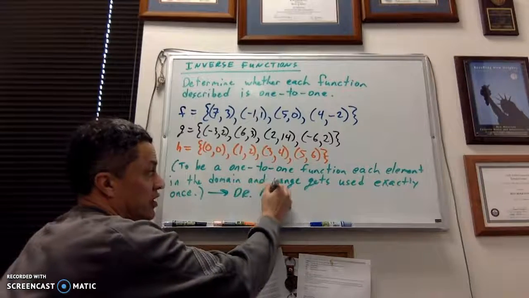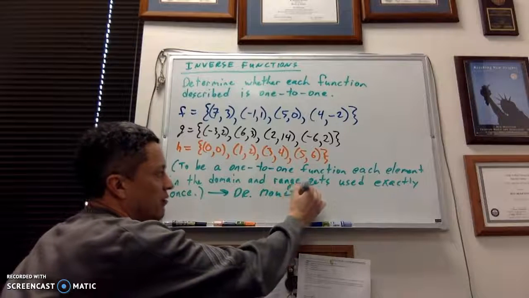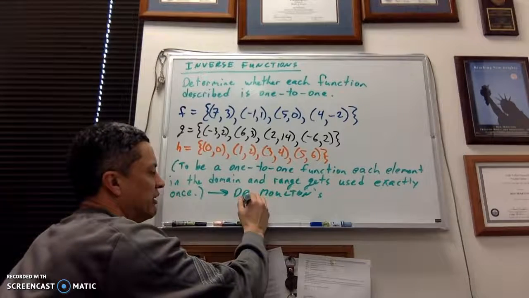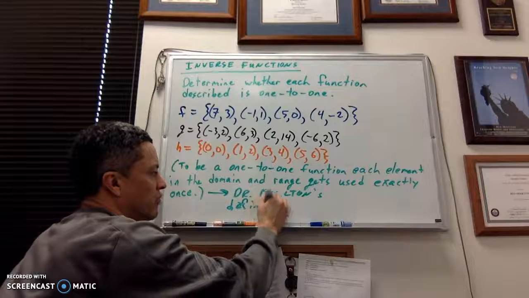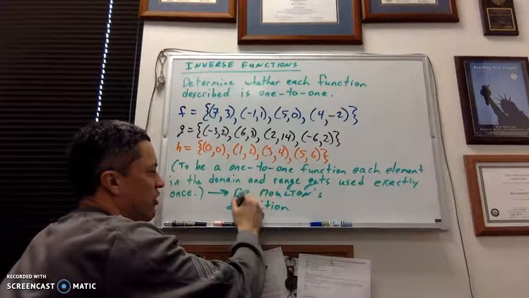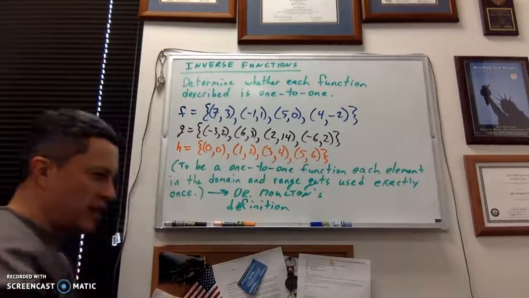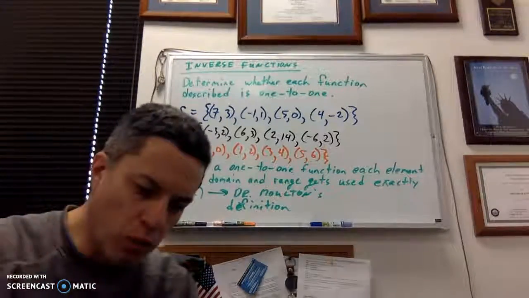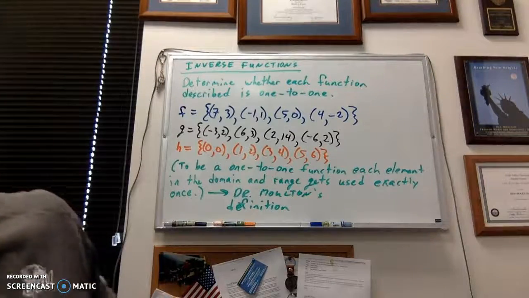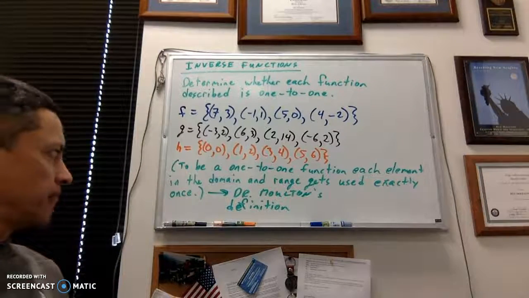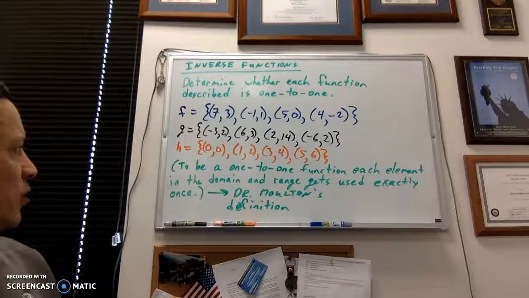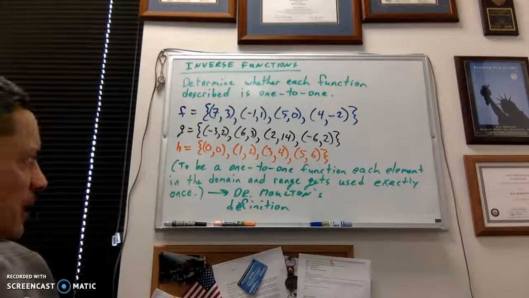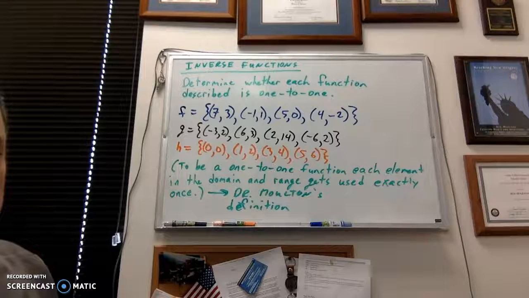Dr. Moulton's definition. Okay, this is totally my definition of what a one-to-one function is. Okay. It's not going to be scientifically wordy, math wordy type thing. I'm just trying to keep it kind of in layman's terms here. So to be a one-to-one function, each element in the domain and the range gets used exactly once, okay?